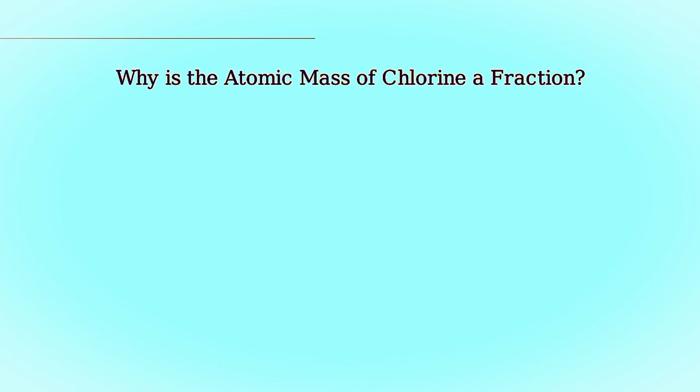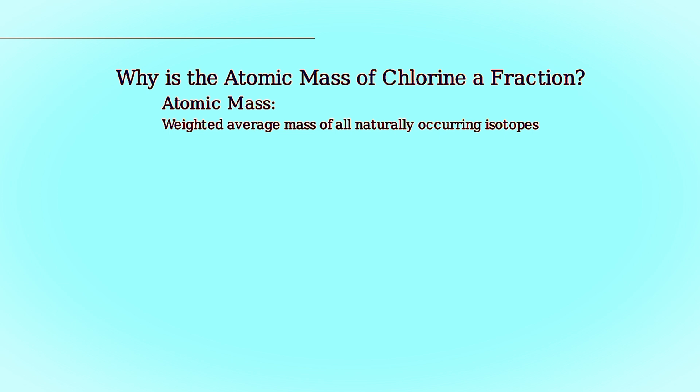We're going to explore why the atomic mass of chlorine is a fraction and not a whole number. First, let's understand what atomic mass actually is. The atomic mass of an element is the weighted average mass of all naturally occurring isotopes of that element. It's measured in atomic mass units, or AMUs.